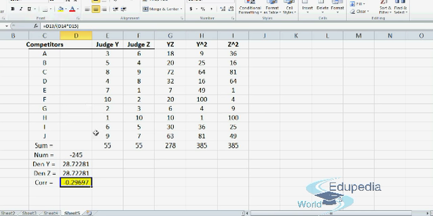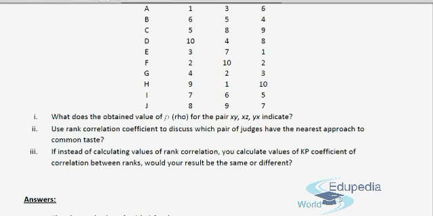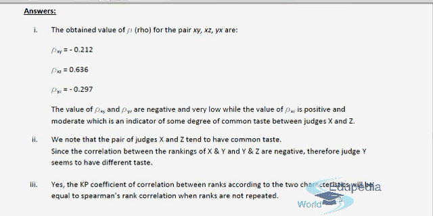So now we see that we get the same answer whether we use Karl Pearson's coefficient of correlation or Spearman's rank correlation. But is that the case always? No, that's not exactly the case always. Let me summarize the answers here and see when we do not have it that way. So the obtained values of rho for the pairs xy, xz and yz are minus 0.212, 0.636 and minus 0.297 respectively.